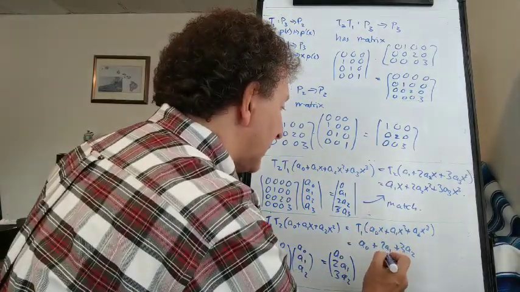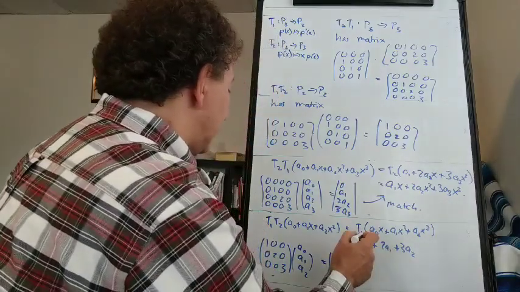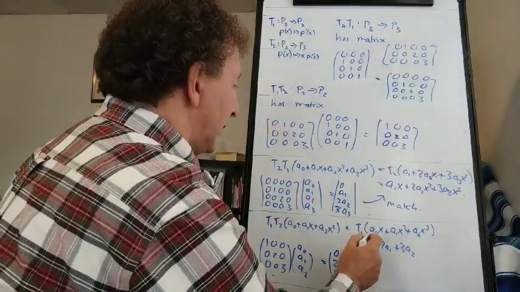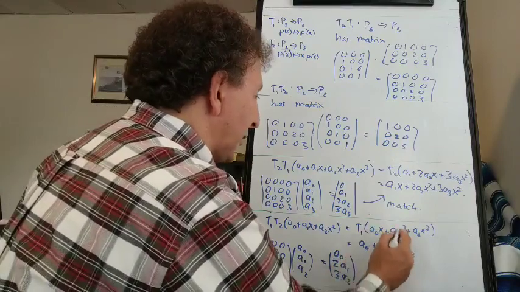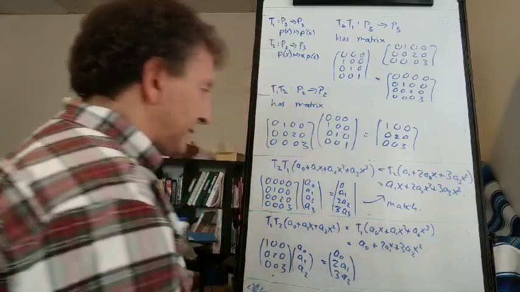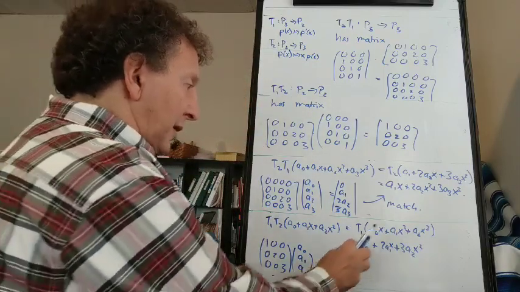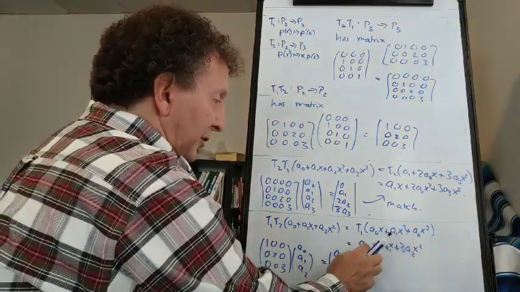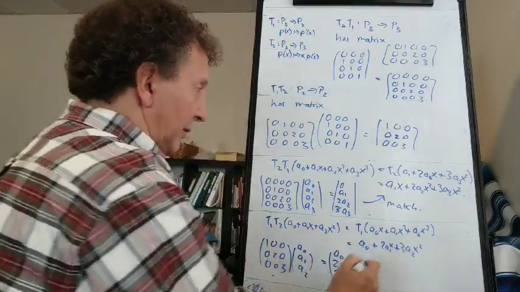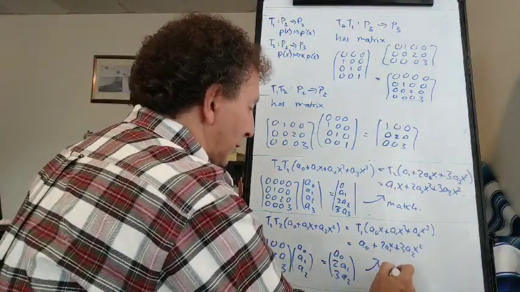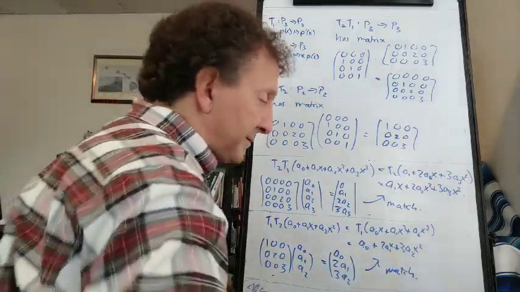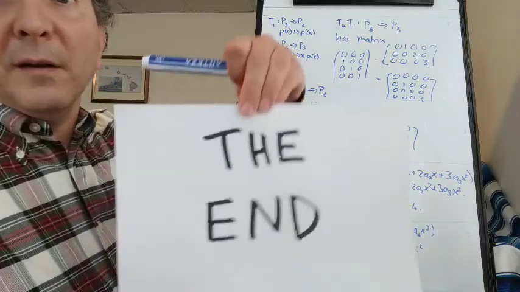Oops, I forgot my x's here. T1 takes a derivative. So there's no x there, but there is an x here, and there's an x squared there. But anyway, the coordinate vector of this polynomial is a0, 2a1, 3a2, which is precisely what we got here. So those match as well, which is good. The end.